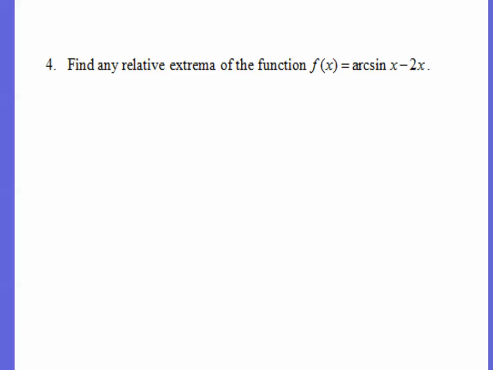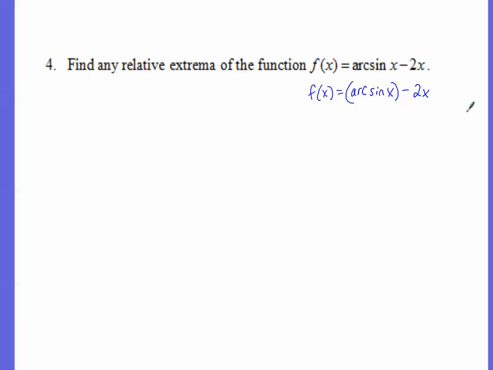Let's take time to just do a quick review of finding the relative extrema of the function. Find any relative extrema of the function f of x equals arcsine of x minus 2x. Now, one thing you have to really be aware of is that if there are no parentheses around the x minus 2x, it's not all in the arcsine function. That's what is implied. So let's not make this more difficult than it has to be.